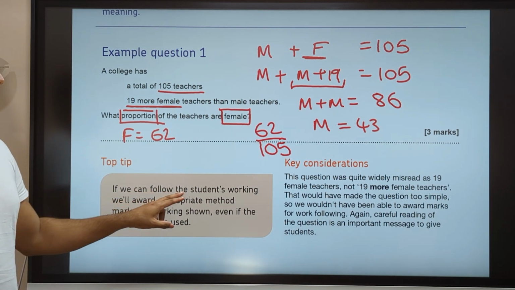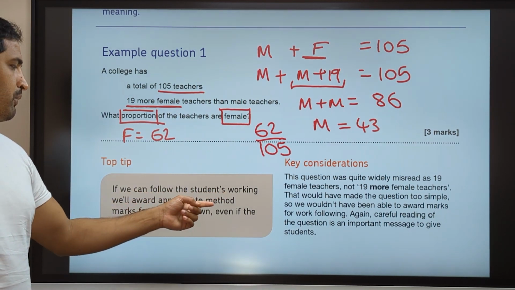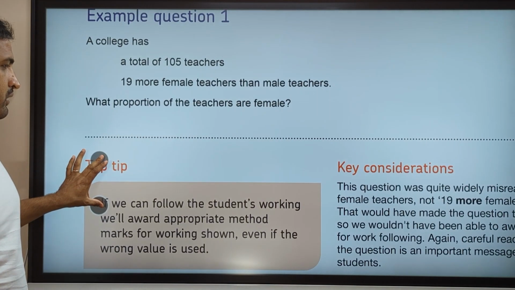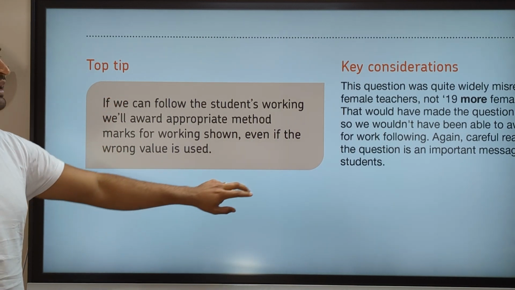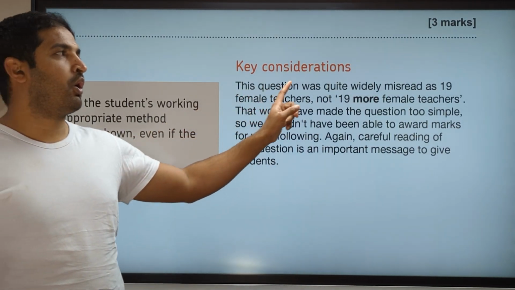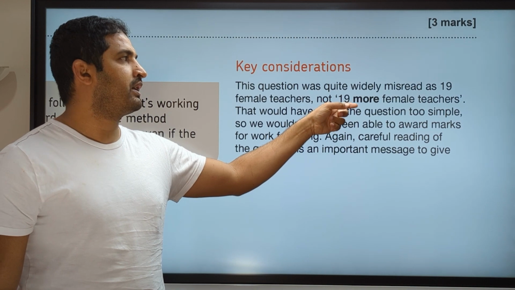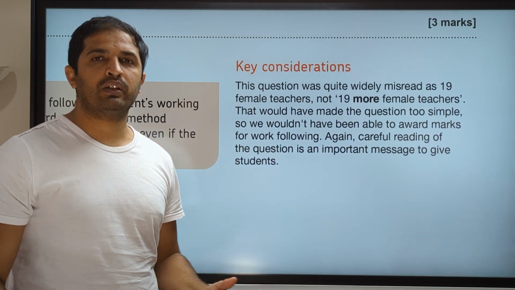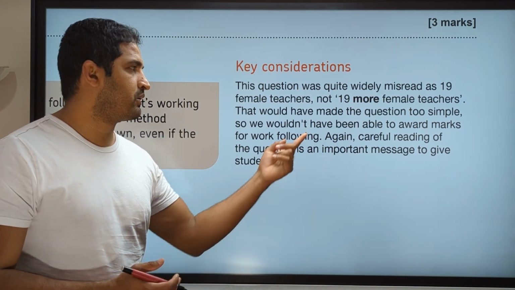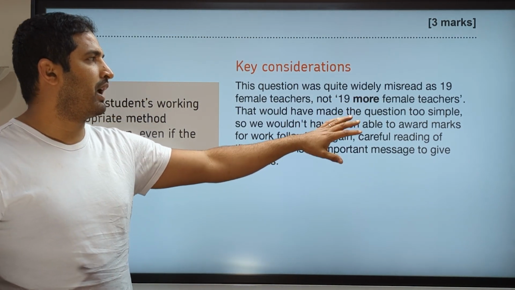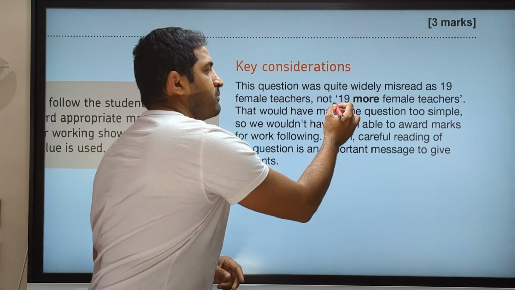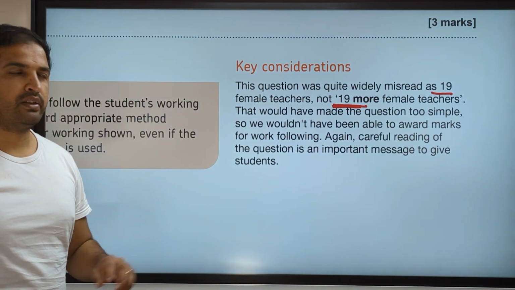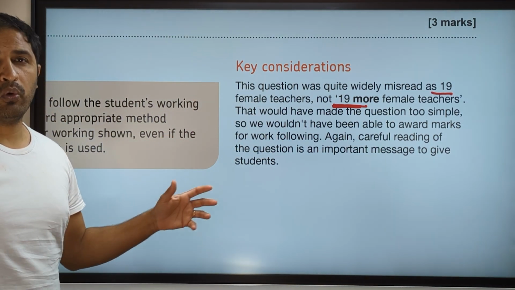So if you can follow the students' working, we'll award appropriate method marks for working shown, even if the value is wrong. Okay, so the majority lose 1 mark here. And the majority of the marks are lost if you're just saying 19 female teachers and you write it as 19 out of 105, because that's not even a really complicated question. So you would lose the majority of the marks here if you just did not read the question properly, reading 19 more as 19 female teachers. Then you lose all the marks.